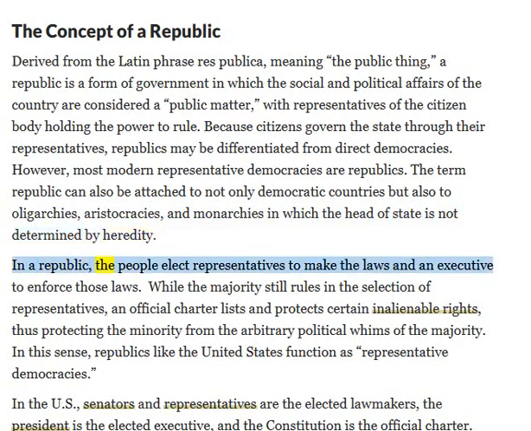In a republic, the people elect representatives to make the laws and an executive to enforce those laws. While the majority still rules in the selection of representatives, an official charter lists and protects certain inalienable rights, thus protecting the minority from the arbitrary political whims of the majority. In this sense, republics like the United States function as representative democracies. In the US, senators and representatives are the elected lawmakers, the president is the elected executive, and the Constitution is the official charter.